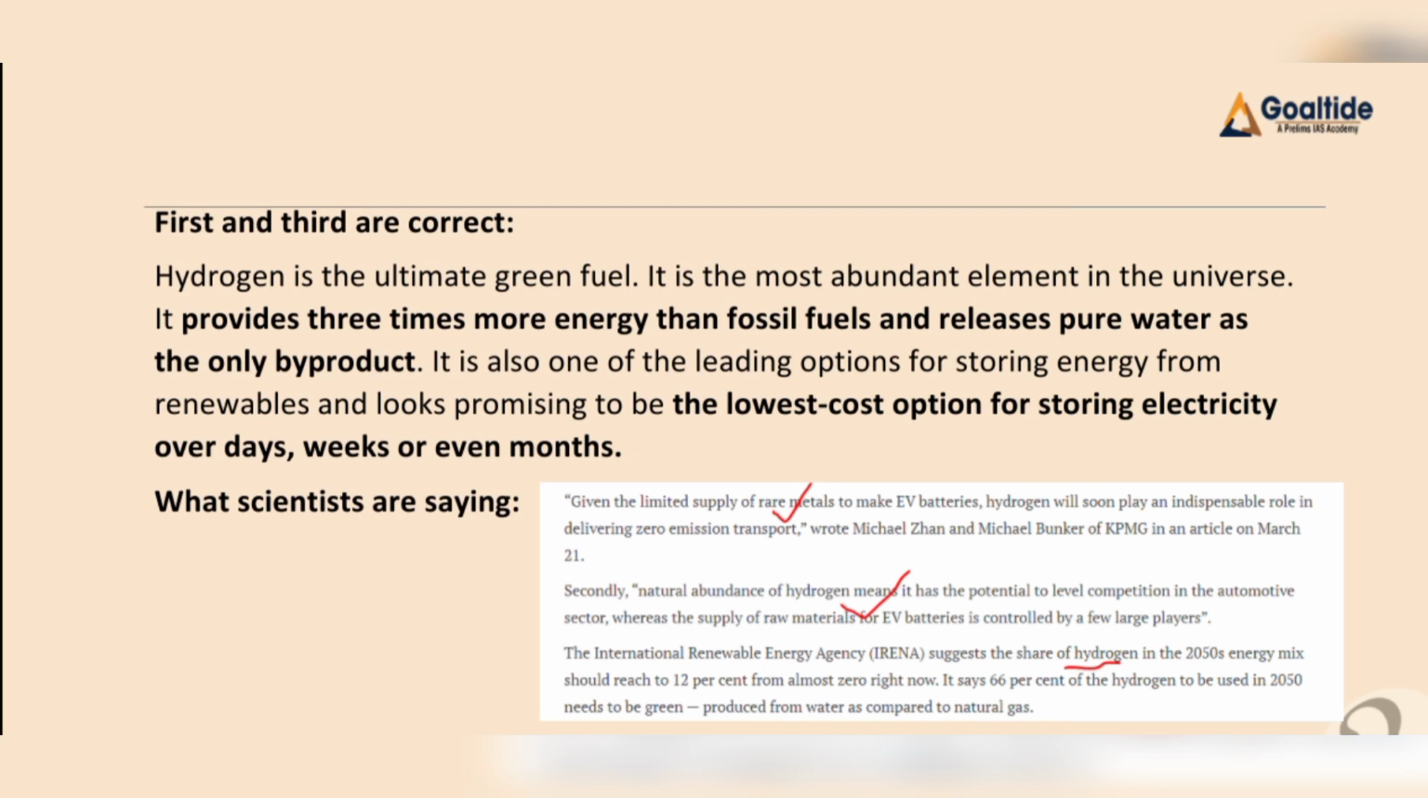As we already know, our second statement is the incorrect one, because hydrogen does not occur naturally as a gas on the earth. We require external energy to extract hydrogen and oxygen molecules. Now our first and third statements are correct, because it provides 3 times more energy than fossil fuel and releases pure water as the only product. Energy over a day, week, or even a month. Hence we can say our final answer will be C, that is 1 and 3 only, right?